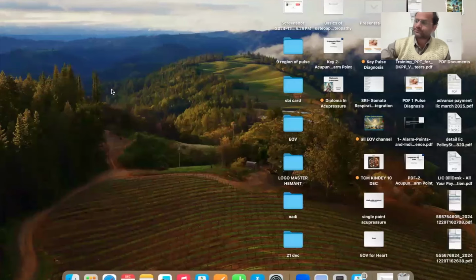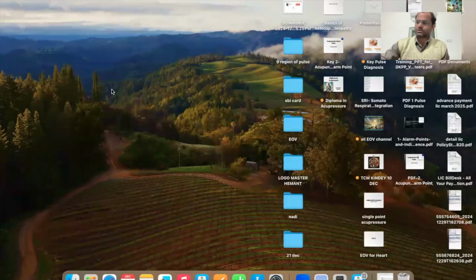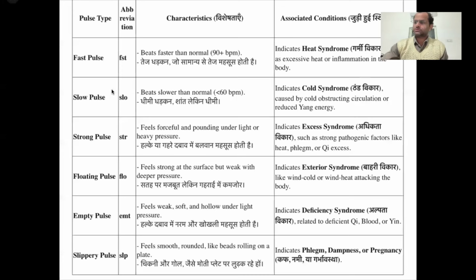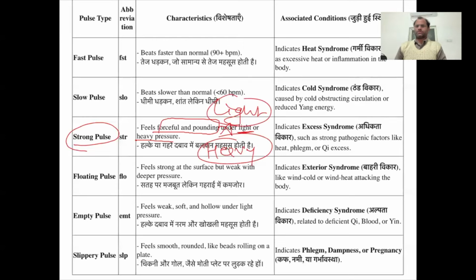So this is called a strong pulse. Main focus: forceful and pounding at light and heavy pressure. Whether you pressed lightly or pressed more, it means either the heat or the flame or the chi is excessive. So we are calling it strong.